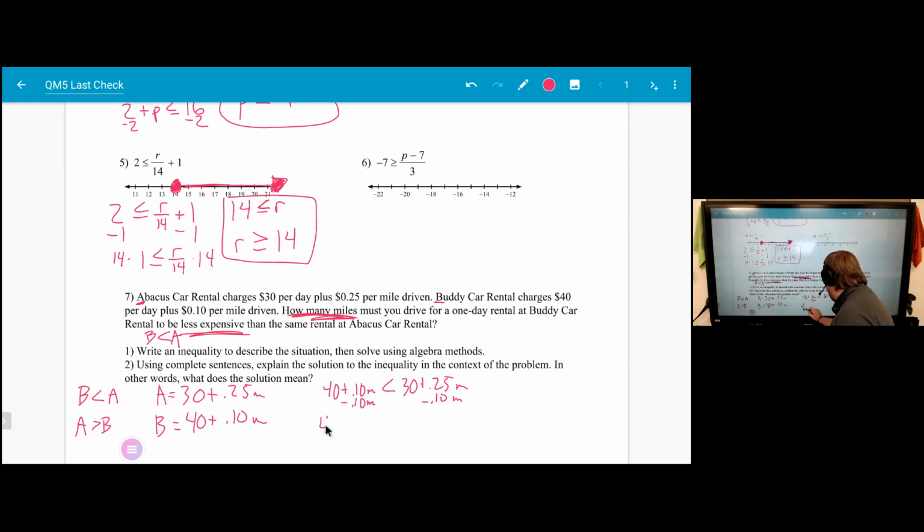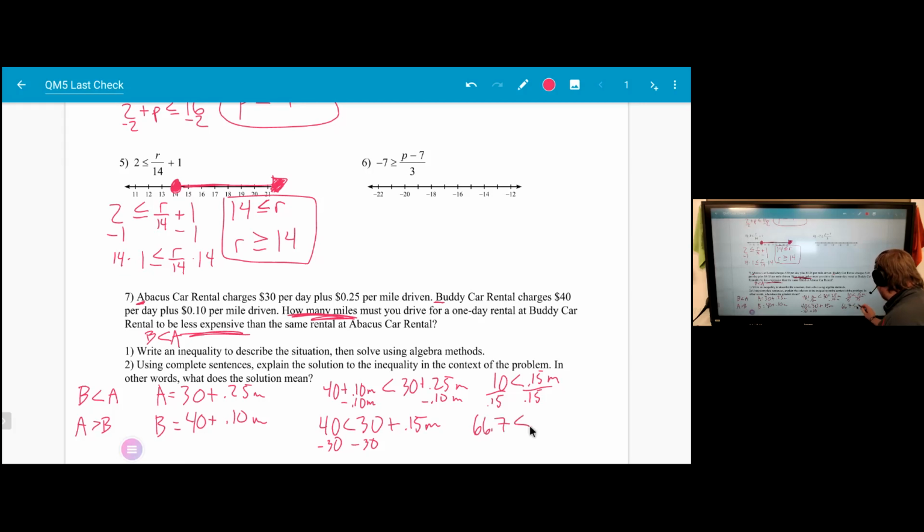I have 40 is less than 30 plus 15 hundredths times M, because that's what 25 hundredths minus 10 hundredths is. Subtract 30 from both sides. I have 10 is less than 15 hundredths M. And if I divide both sides by 15 hundredths here, I end up with 66.7 is less than M, or M is greater than 66.7.